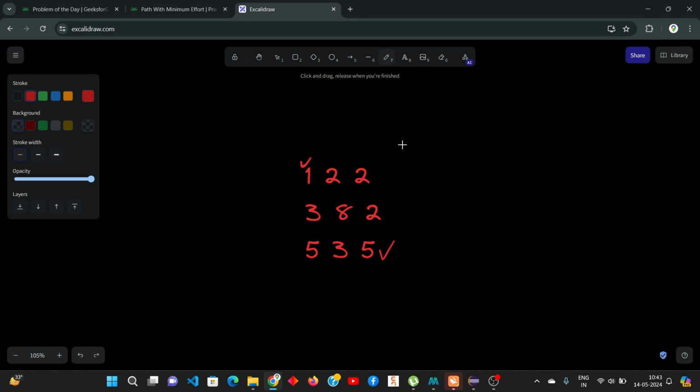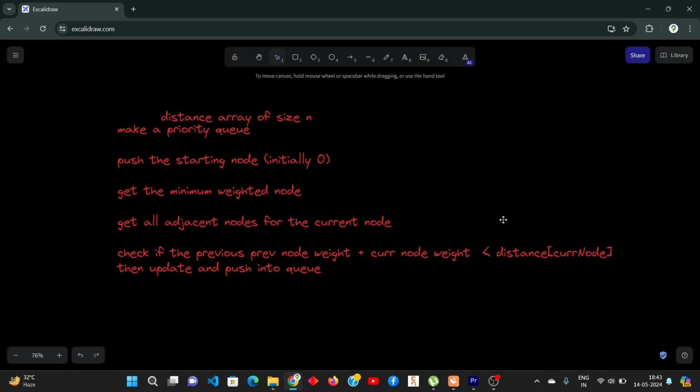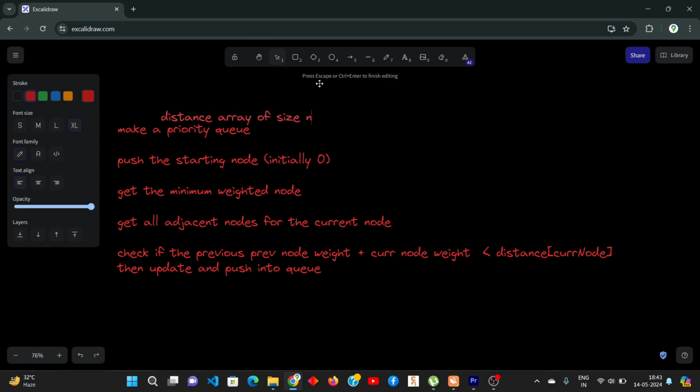So let us try to modify the Dijkstra approach and try to solve this question. So let us first recall the steps of Dijkstra algorithm. Then we will go to the main approach. First of all, we have to modify the Dijkstra algorithm a little bit. Look, first of all, we have to declare the distance array, and here we cannot take only size of n, because the given matrix is n cross m. So we need to make a matrix that will be n cross m.